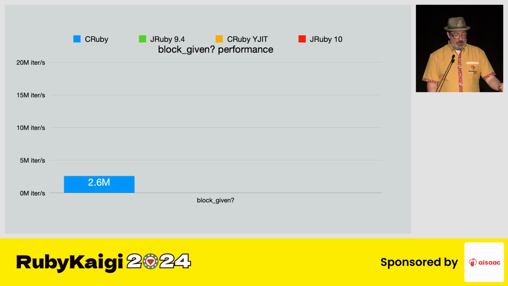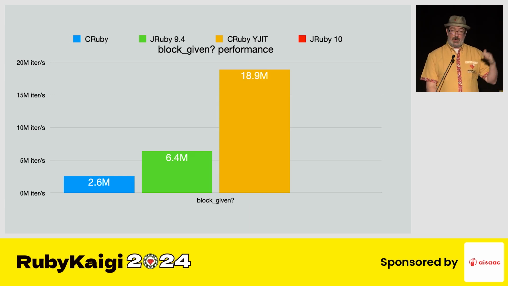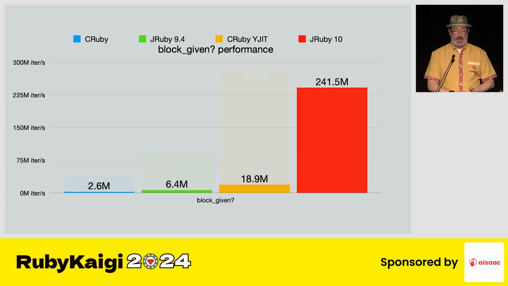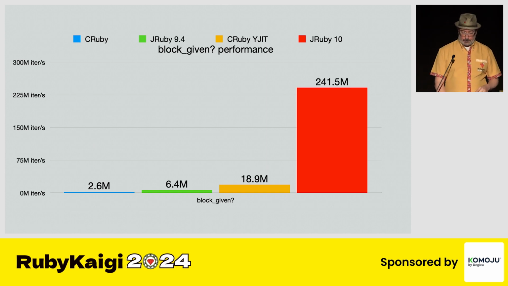CRuby with 2.6 million, JRuby 6.4 million, CRuby YJIT, again, a big jump. This should be a fairly cheap operation to find out if the caller was given a block. But again, JRuby pushes these results way down again, from 18 million to 240 million requests per second. And of course, this is just indicating that we've made this a free operation. We're not breaking JRuby's standard optimizations that should make this method call very, very fast.